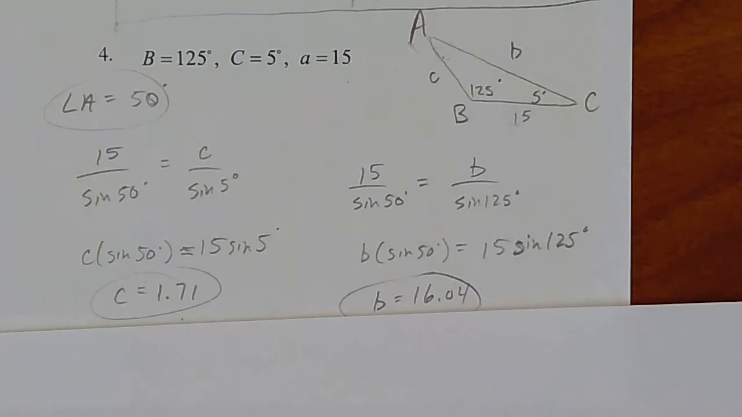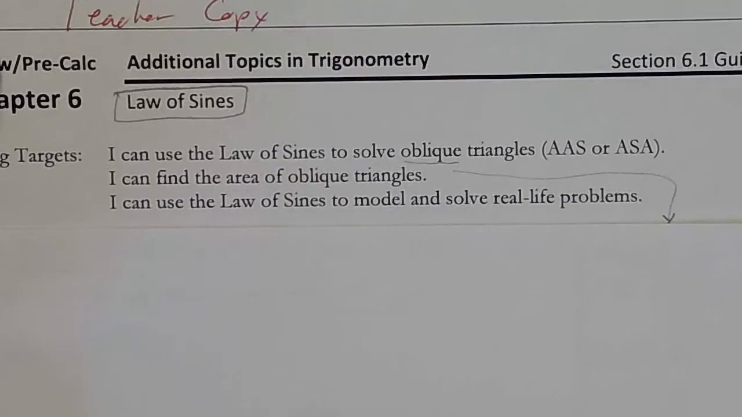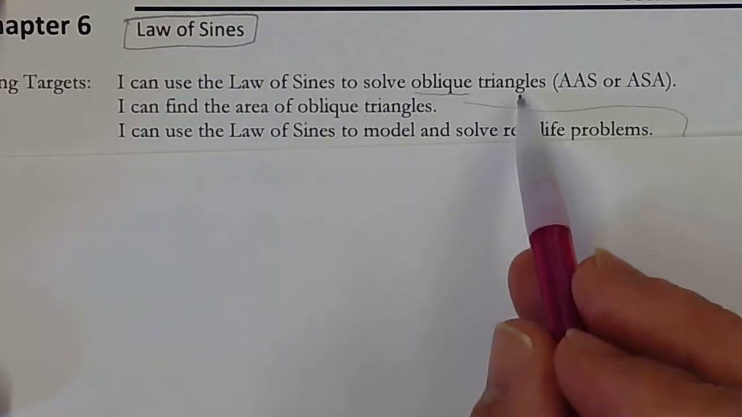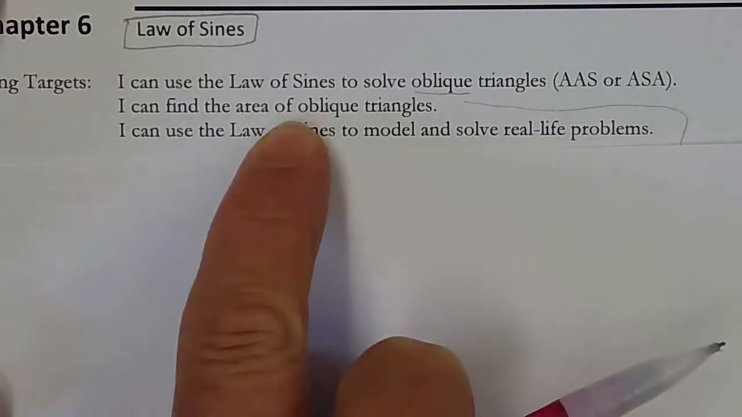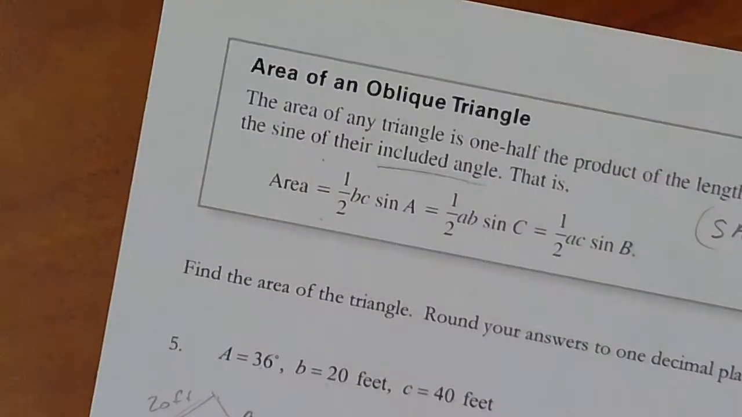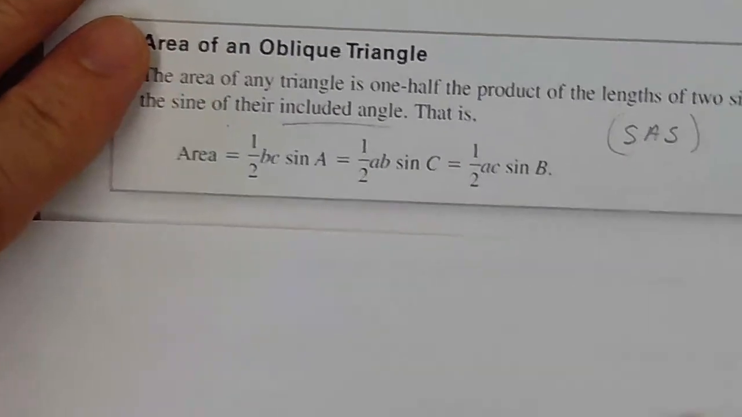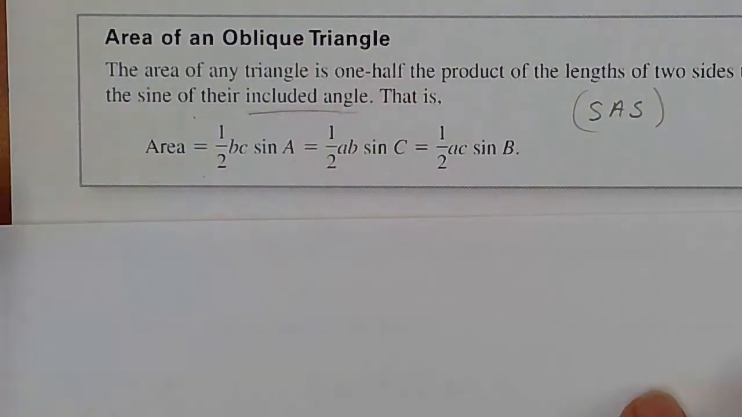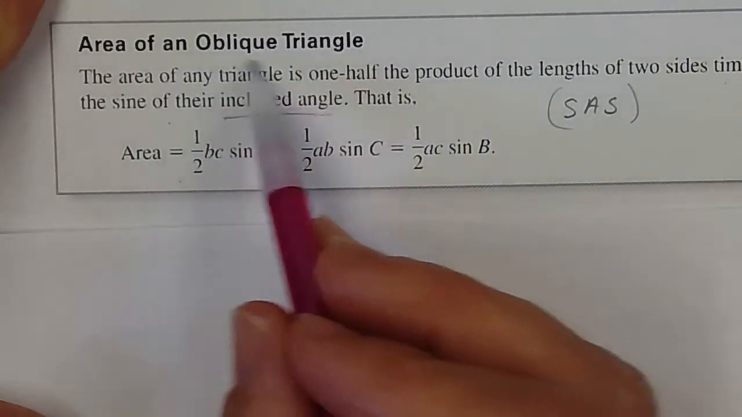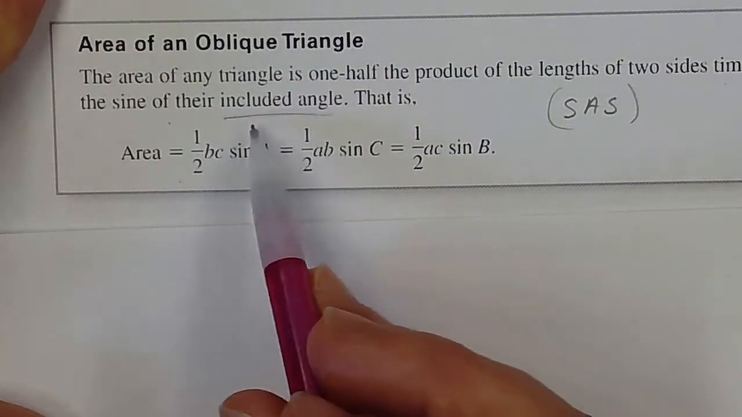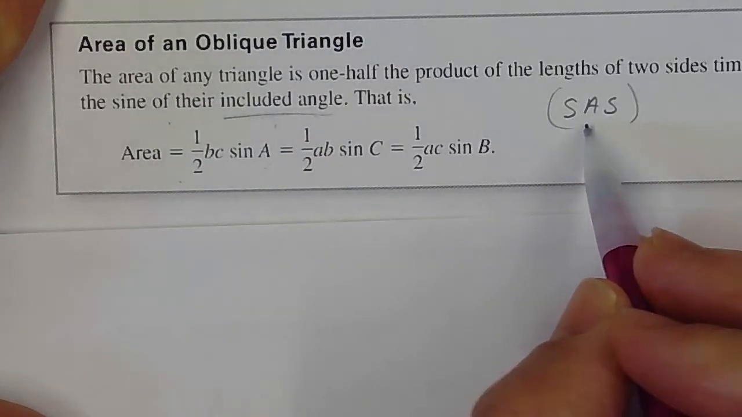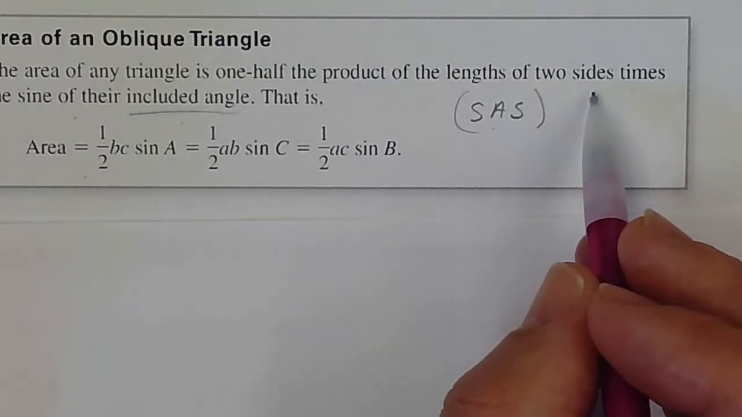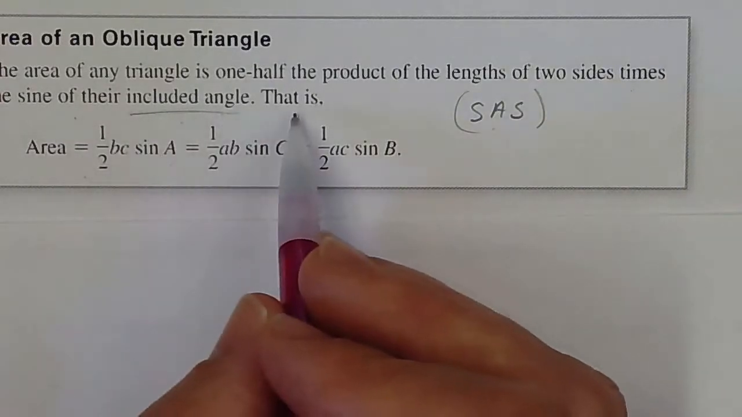Okay, the last learning target for today. The third one is real life problems. We'll do some applications, but it's really just an extension of the first one. It's pretty easy. We'll give you the diagrams most of the time. I can find the area of oblique triangles. One half base times height is something we use for right triangles. But if they're oblique, we can use this formula as long as we're given two sides and the included angle. That's what they're explaining here: two sides times the sine of their included angle.